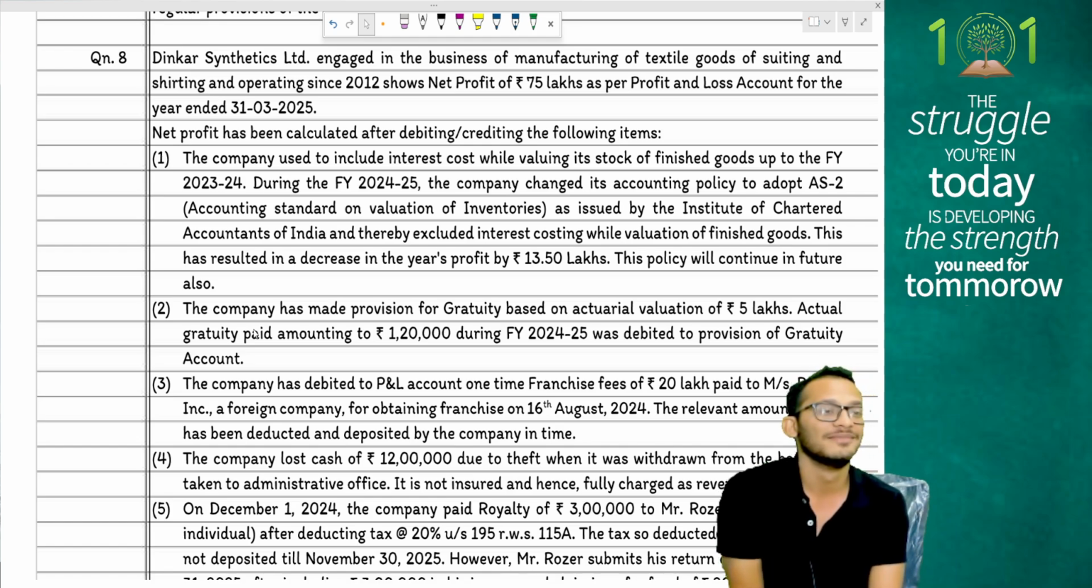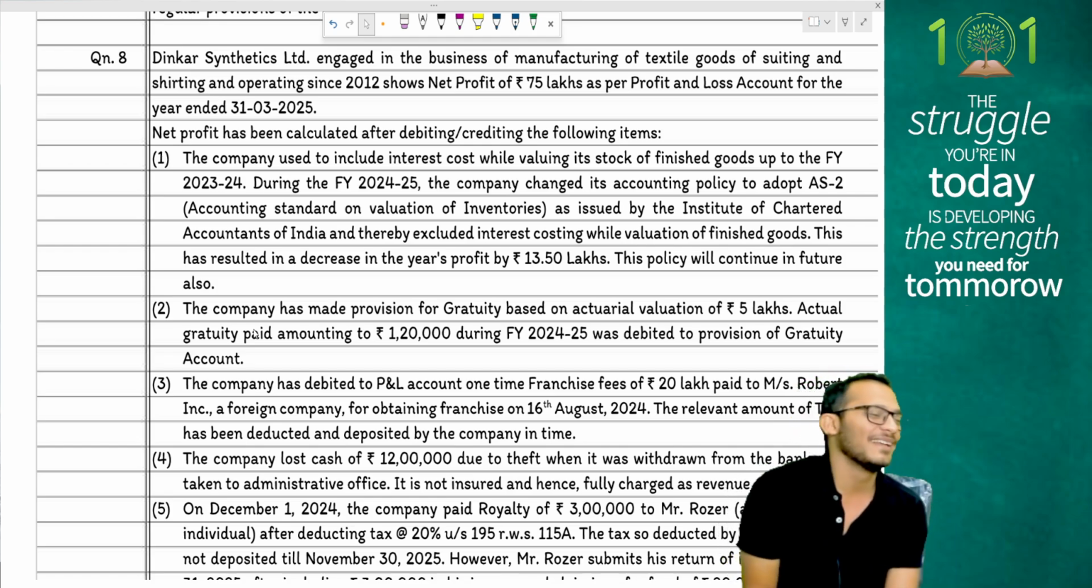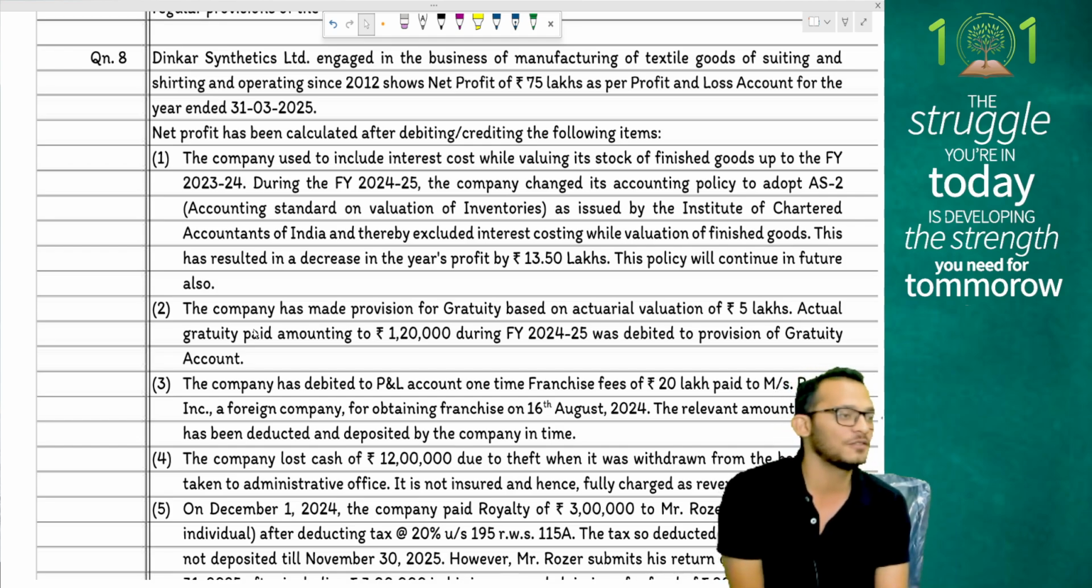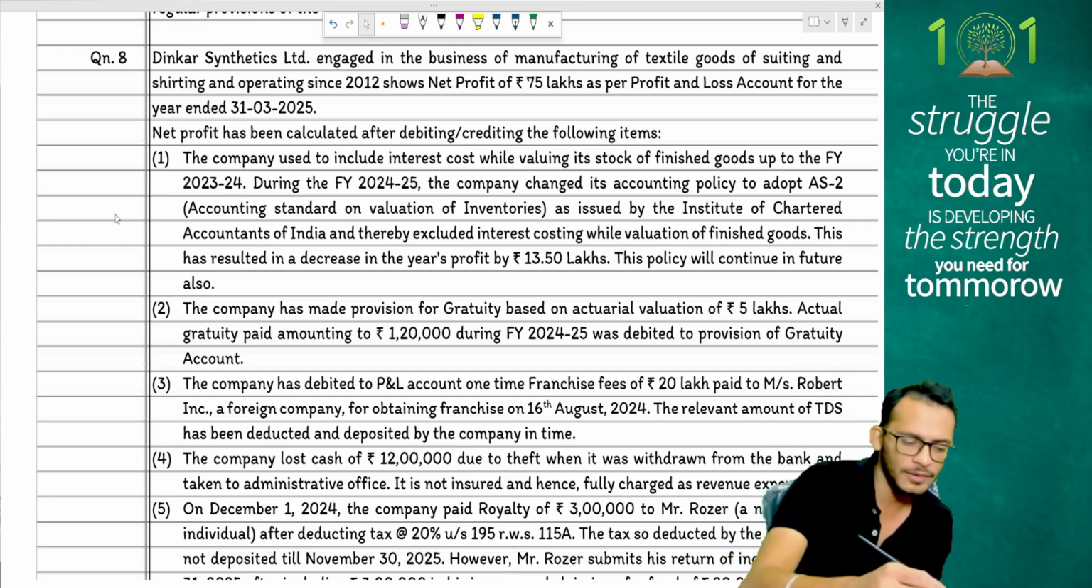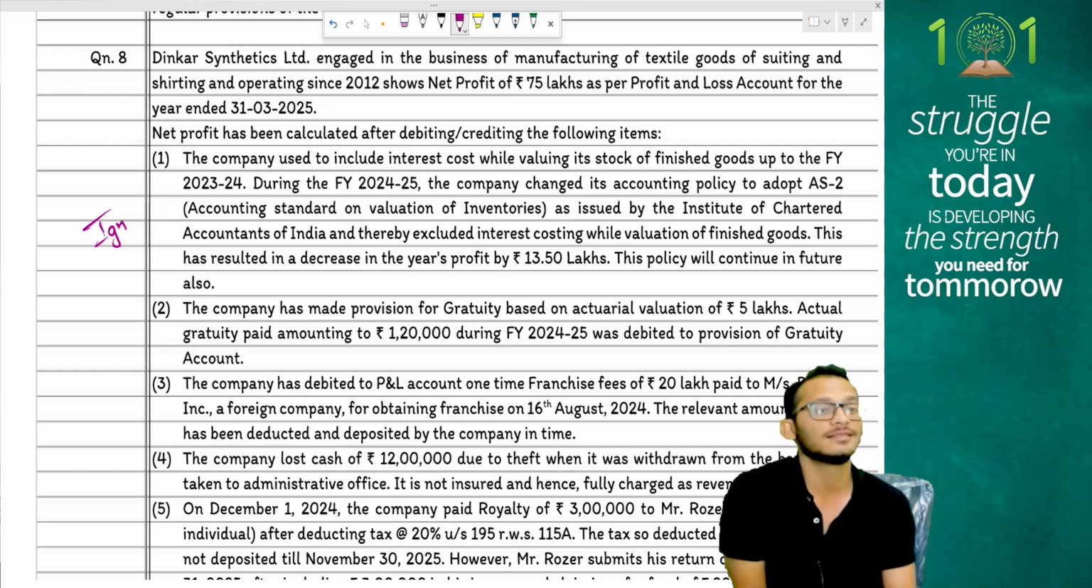Ignore the information. People, if you're following the standard practice of AS 2, it means you're also following the practice of ICDS 2, which is in line with the treatment, and therefore ignore the information.